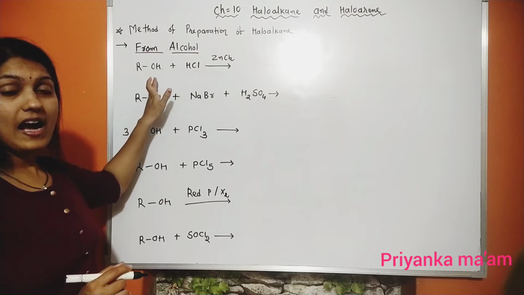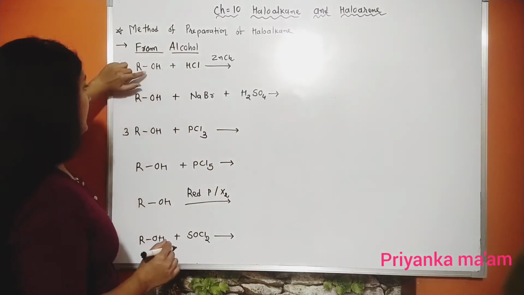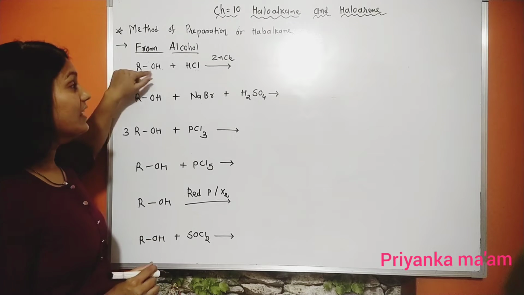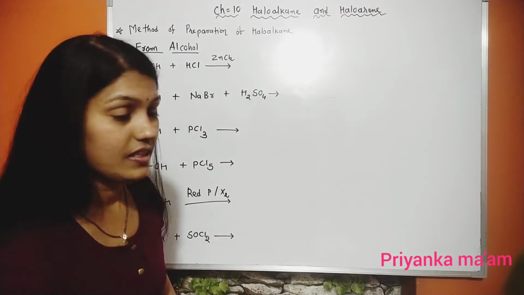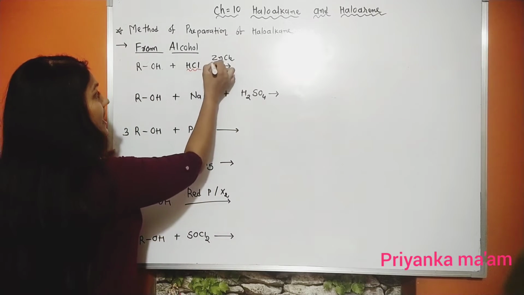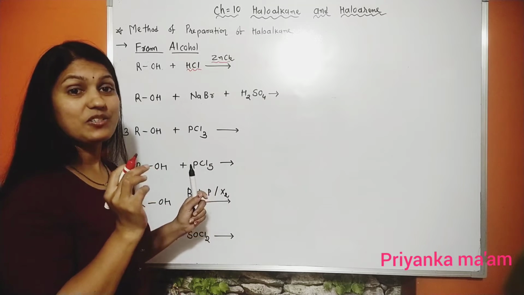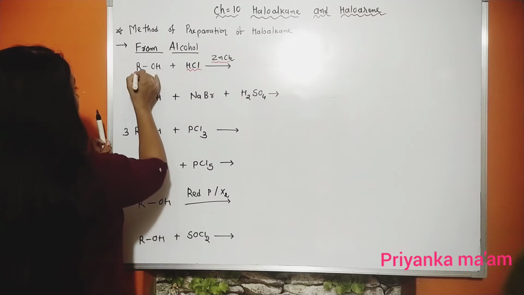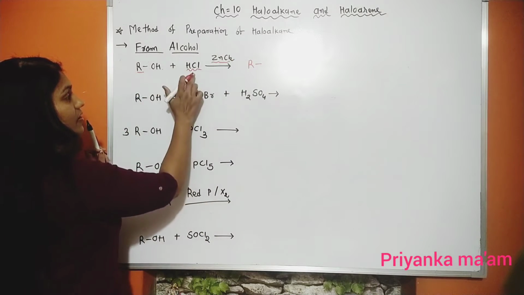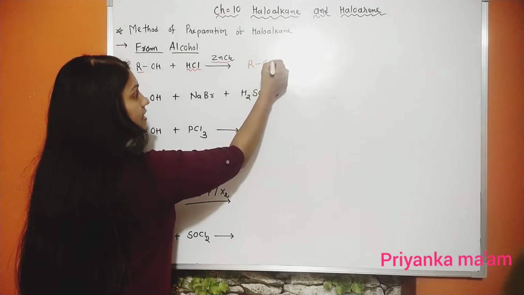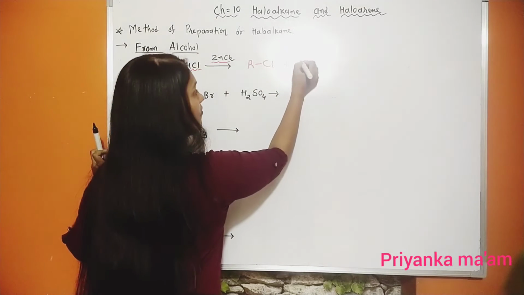From alcohol, alcohol converts into haloalkane. The first reaction is alcohol reacting with HCl in the presence of ZnCl2. Dear students, HCl and ZnCl2 together is known as Lucas reagent. So this R is attached with halogen. In this, what is the halogen? Cl is the halogen, and this hydrogen and this OH form a water molecule.